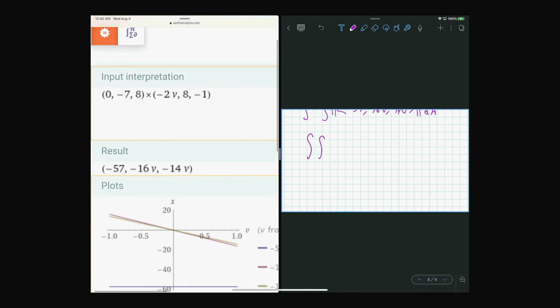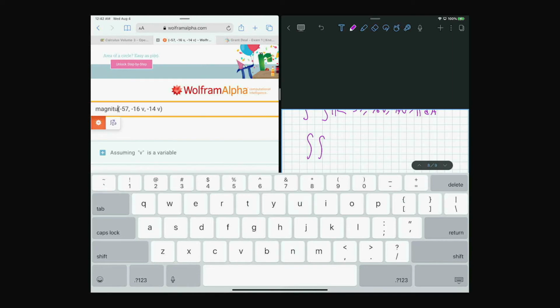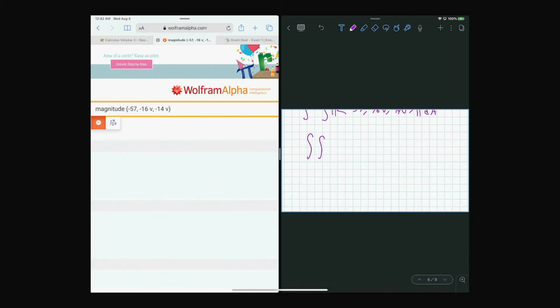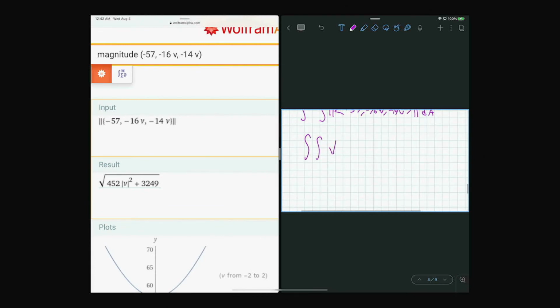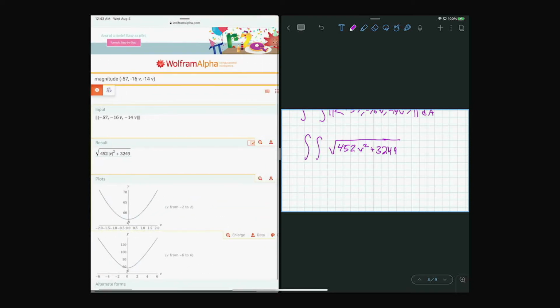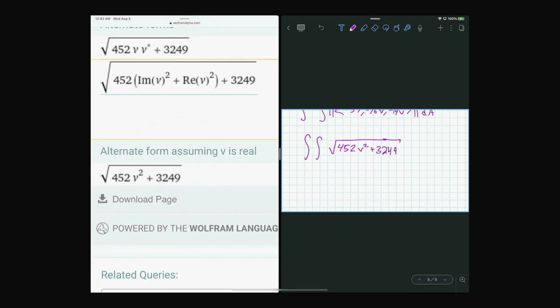So again, I'm going to take the magnitude. Easiest way to do that is to select your result. It brings it up to the box, and then I can say magnitude. 452. It says absolute value of v squared, but that's v squared plus 3249. Okay, is there a simpler form? No, I guess not.